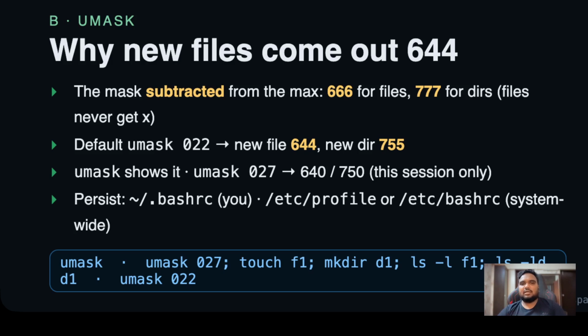To make it stick for just you, add the umask line to your home /.bashrc. To make it stick system wide for everyone, it goes in /etc/profile or /etc/bashrc file. We'll set one live and watch the numbers change, and then let's put it back to the default value. Let's head over to the terminal.